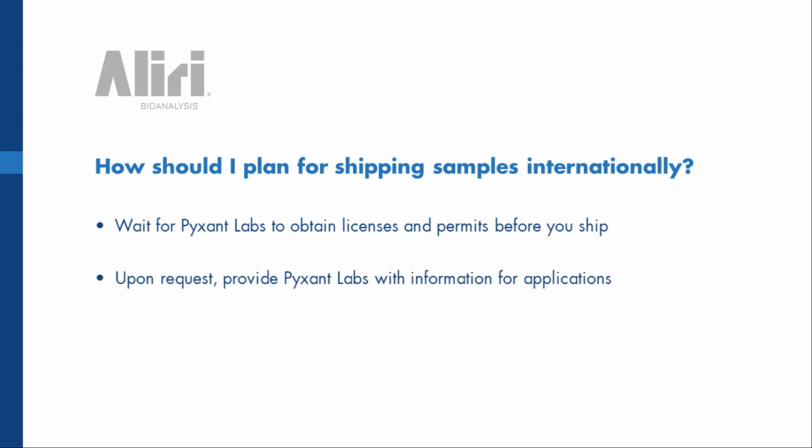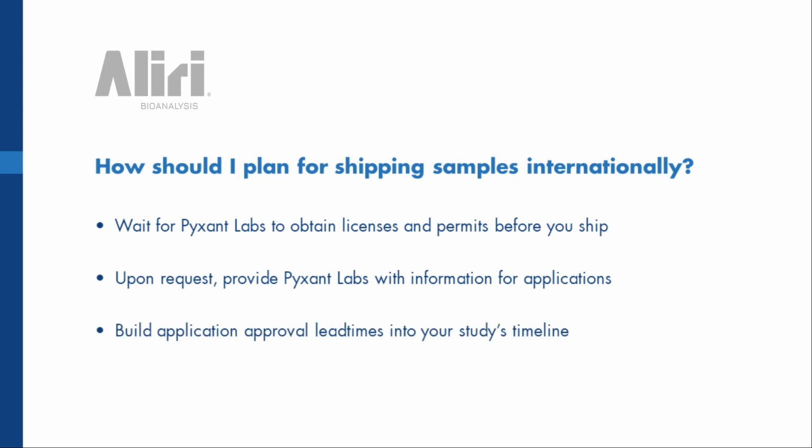The next tip is, through the process of applying for these, when Pixent Labs reaches out to you, be sure to provide us with information for the application. So sometimes we have to reach out to our sponsors and get information about the exporting sites, contacts, their names, their addresses, phone numbers, details like that. So be prepared to work with us to provide information for applications.